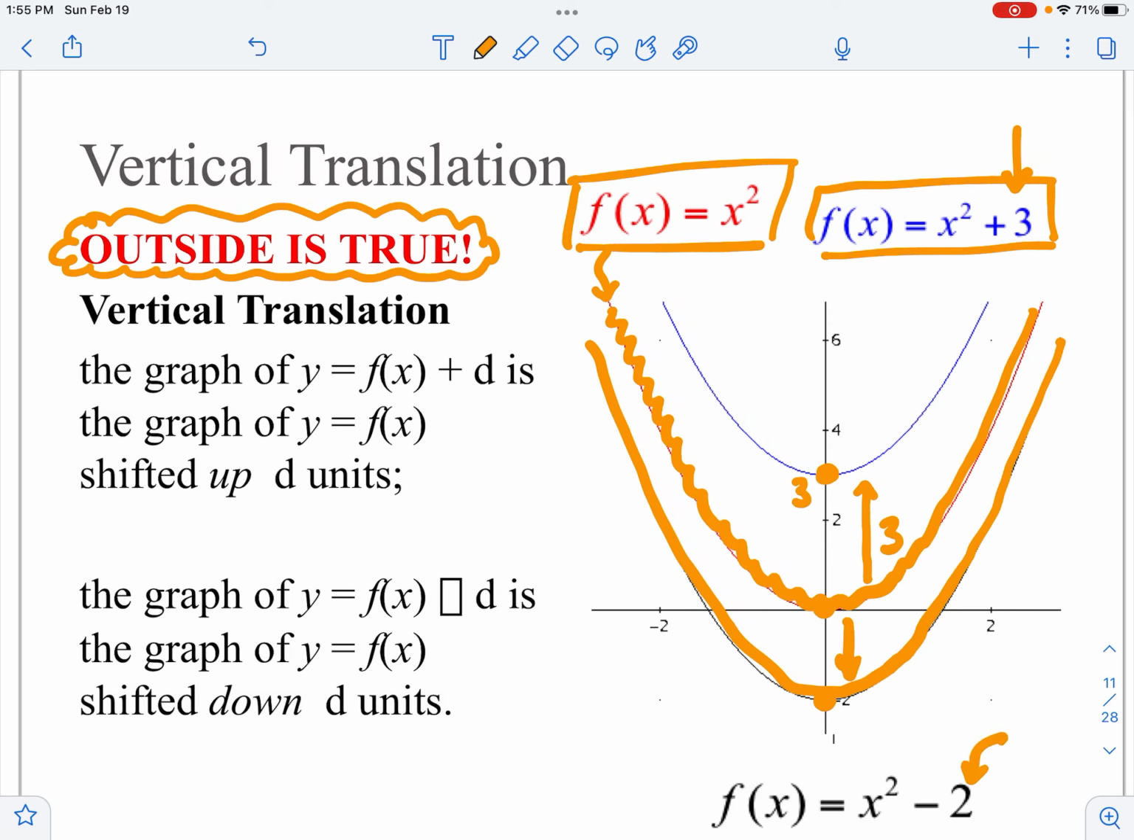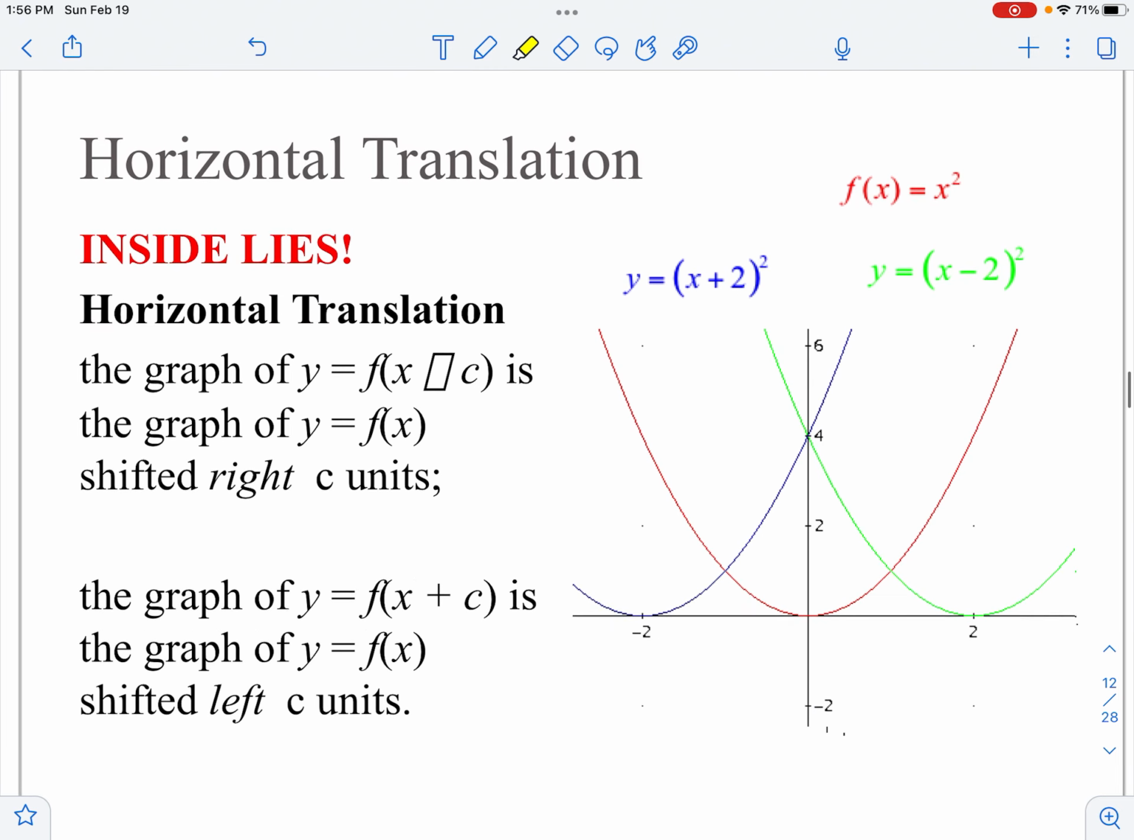All right, so anytime you have a graph where it's y equals f of x plus d, that means that you're shifting up however many units. Okay, and if we have f of x minus d, this is supposed to be a minus there in that box, that means that our graph is shifted down d units. Okay, so a couple of things for the vertical translation.